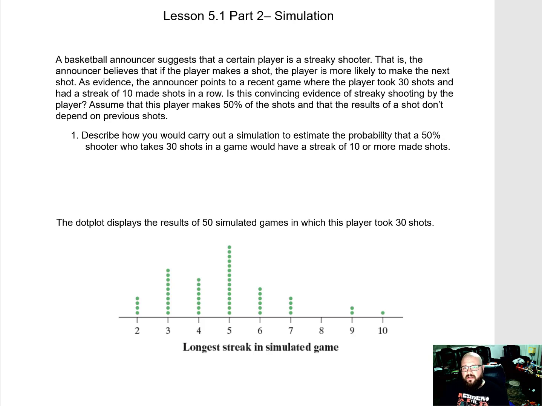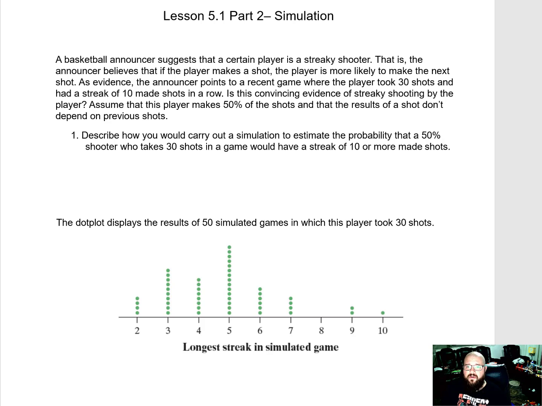So a basketball announcer suggests that a certain player is a streaky shooter. That is, the announcer believes that if the player makes a shot, the player is more likely to make the next shot. As evidence, the announcer points to a recent game where the player took 30 shots and had a streak of 10 made shots in a row. Is this convincing evidence of streaky shooting by the player? Assume this player makes 50% of the shots and that the results of a shot don't depend on previous shots. Okay, that's the key thing. They don't depend on previous shots here, okay?